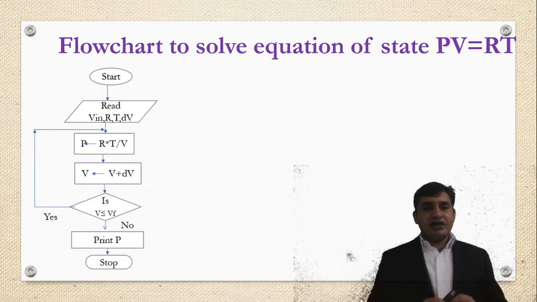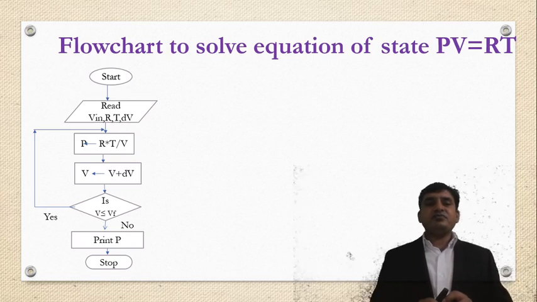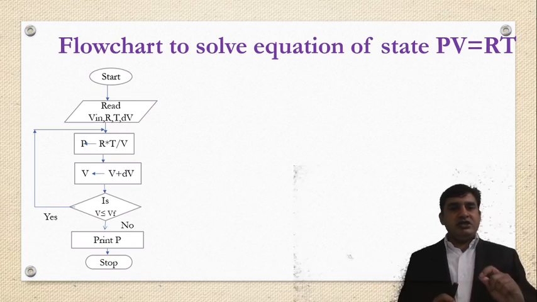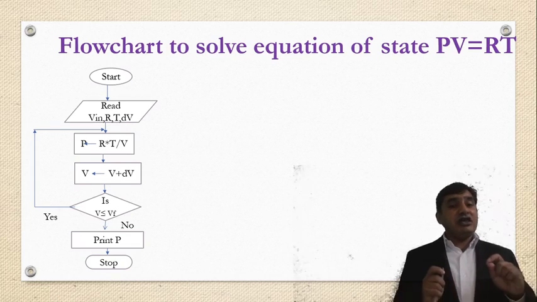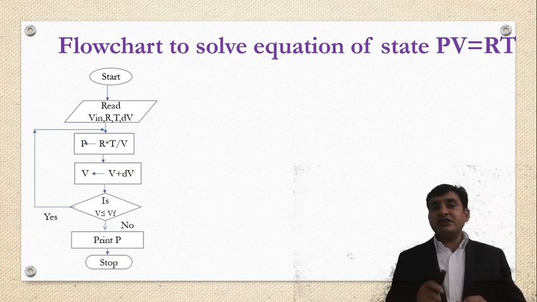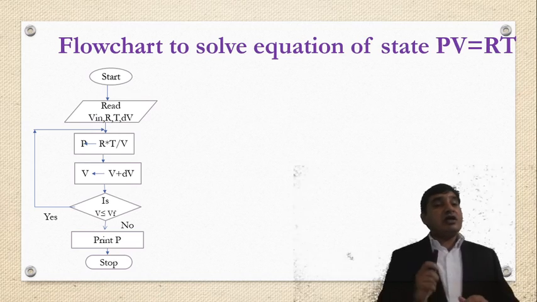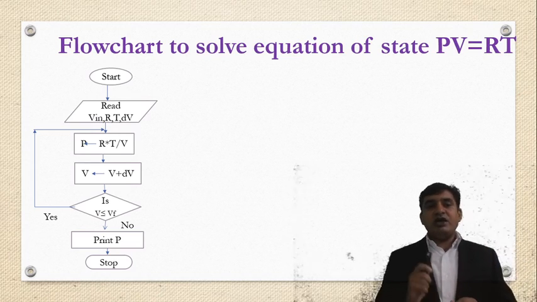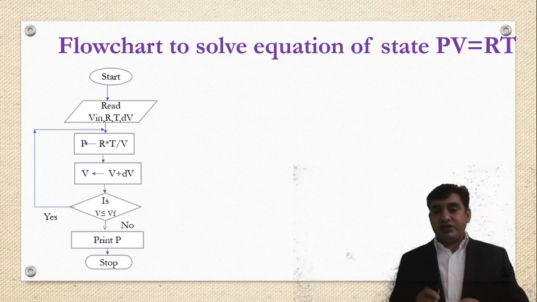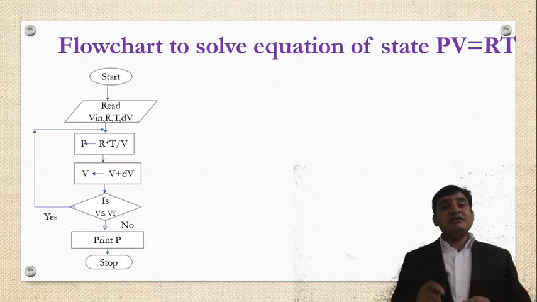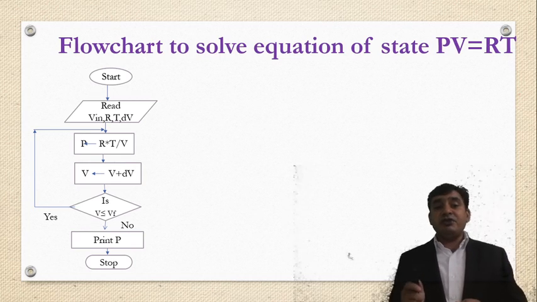Now first is a start. Read Vin, means initial volume, R means universal gas constant, T means absolute temperature, dV means change in volume. This is input, so that it is represented in a parallelogram. Okay. Now calculate pressure by using formula P is equal to RT divided by V. Now V is incremented by dV. So V is equal to V plus dV.